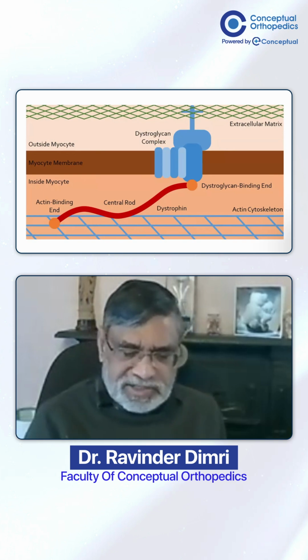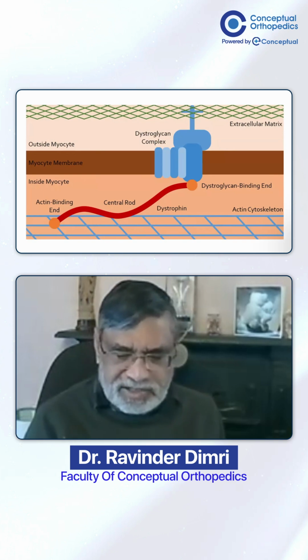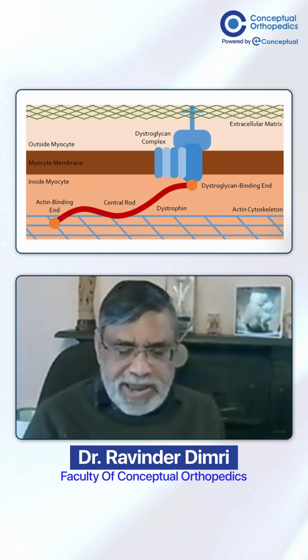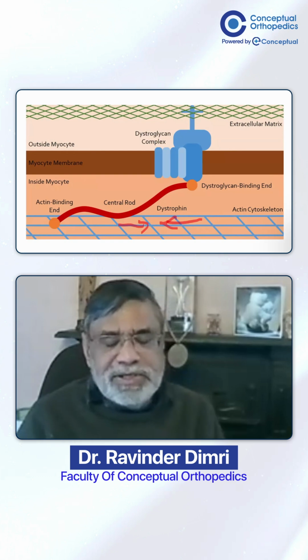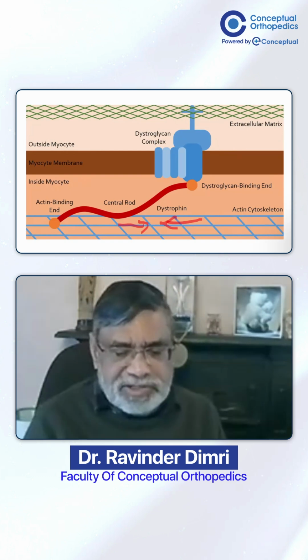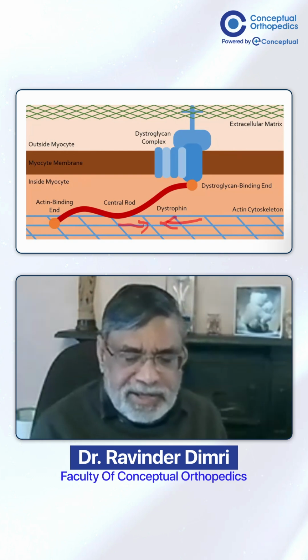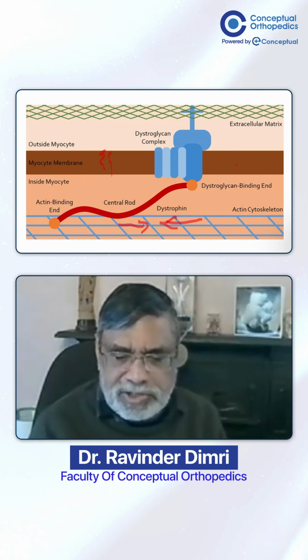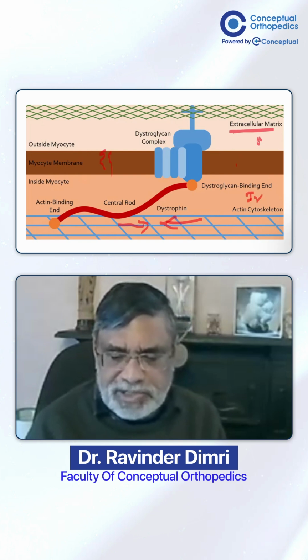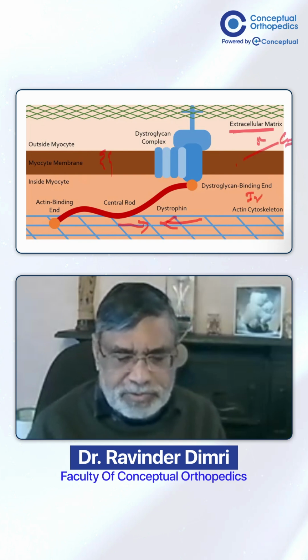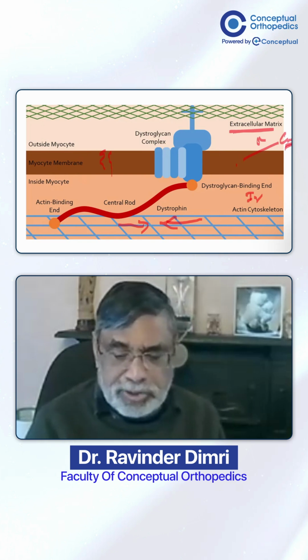So let's say this is a dystrophin, this red thing is the dystrophin. When actin and myosin contract, when they slide against each other, if there is a continuous sliding, there can be a break in the cell membrane. So this is your cell membrane, this is outside the cell, and this is inside the cell. In muscle it is called sarcolemma.